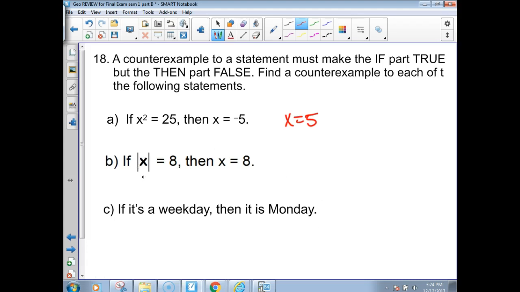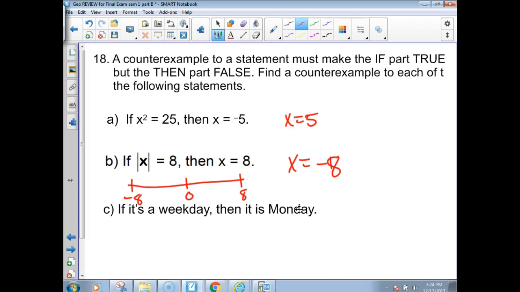Now, if you remember what absolute value means, it means the distance from 0. So if it says the absolute value of some number x is equal to 8, then x had to be 8. Is there another number that's also 8 away from 0? Negative 8, right? Okay, because remember, absolute value means the distance a number is from 0. So 8 away on the right, 8 away on the left, so the answer could have been negative 8. Absolute value of negative 8 is 8.